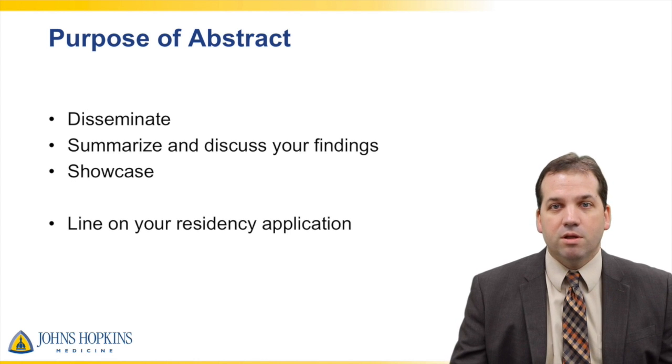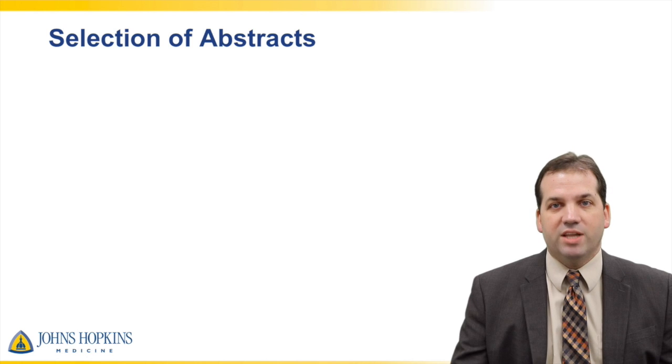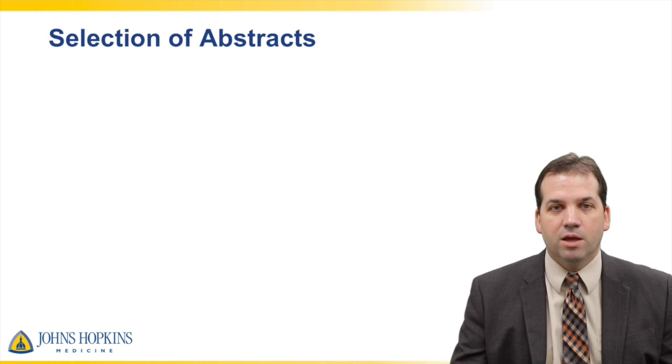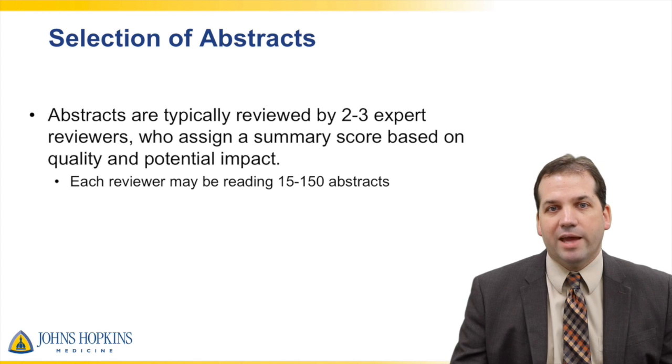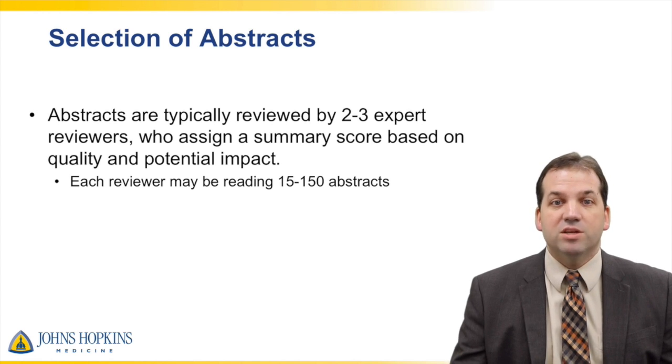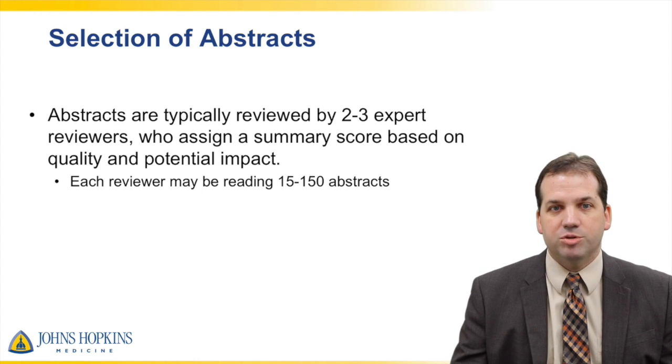And then often, these abstracts go through some sort of selection, whether it's a selection for your medical student research symposium or a selection for a national meeting. And the selection criteria vary by organizations, but typically abstracts are reviewed by about 2 to 3 expert reviewers. They might assign a summary score each of them based on the quality and the potential impact of that abstract.